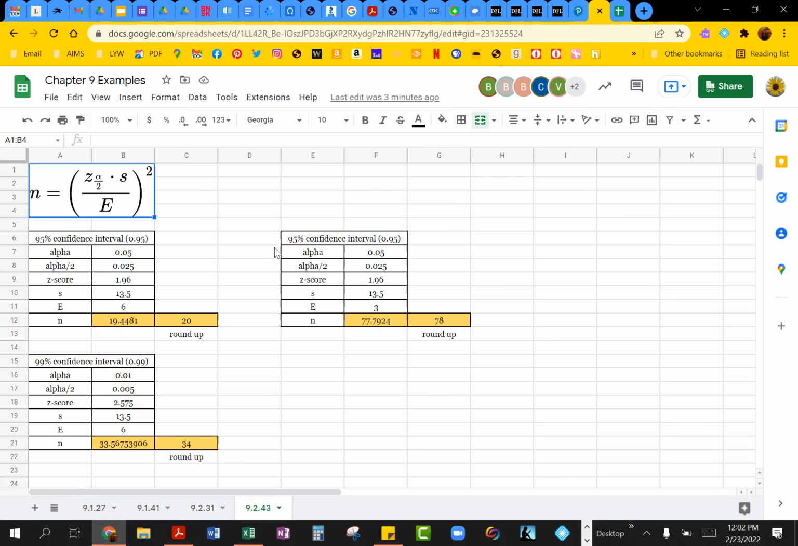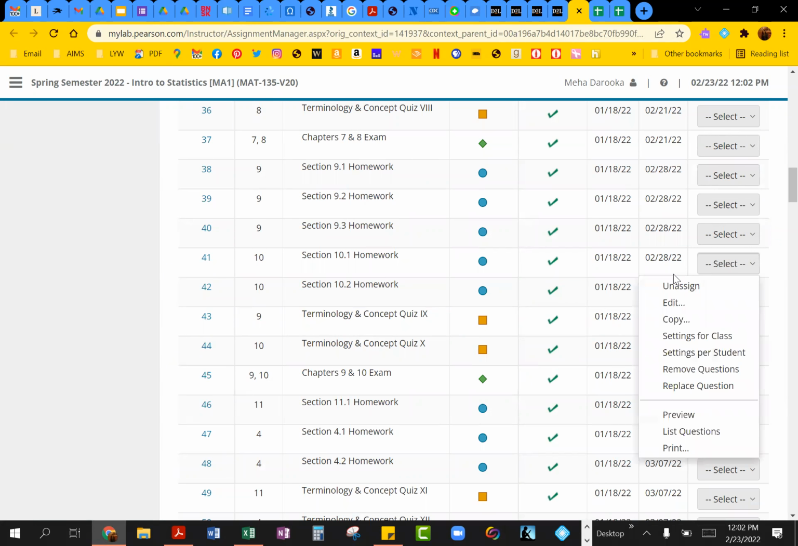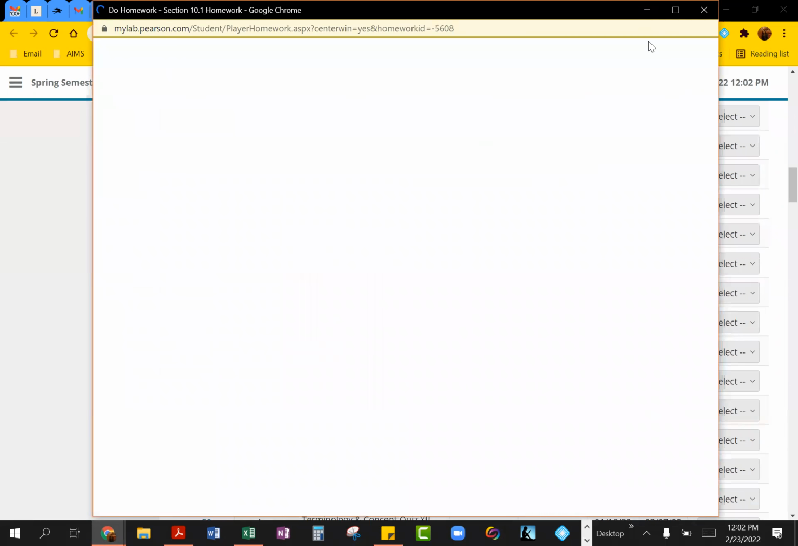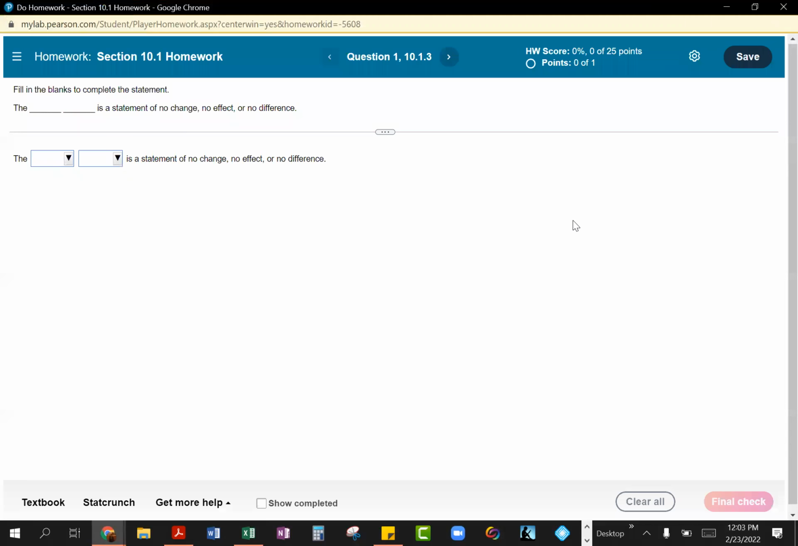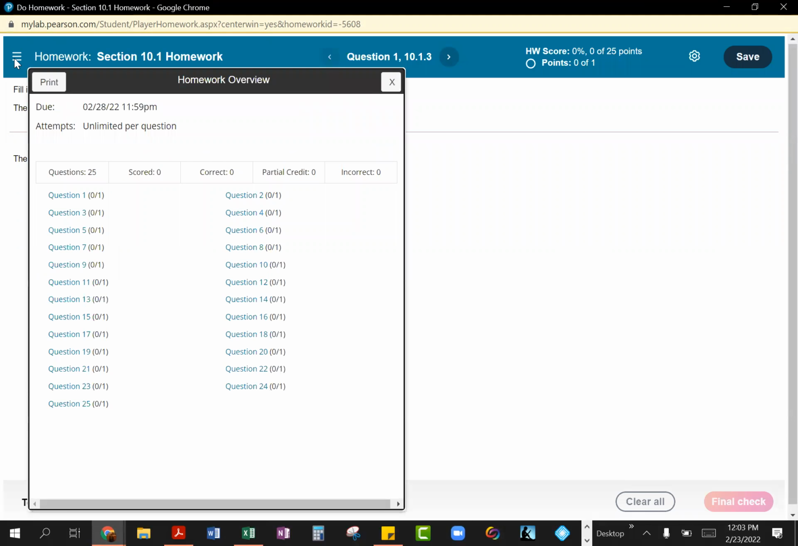I will try and see if I may have a video recording on this one. I will try and see if I can post that for you guys. Let's go into 10.1. 9.3, just to let you know, is basically where they put everything together and then they have you decide, do you use a standard distribution table or do you use the T distribution table? So that's where 9.3 comes in.